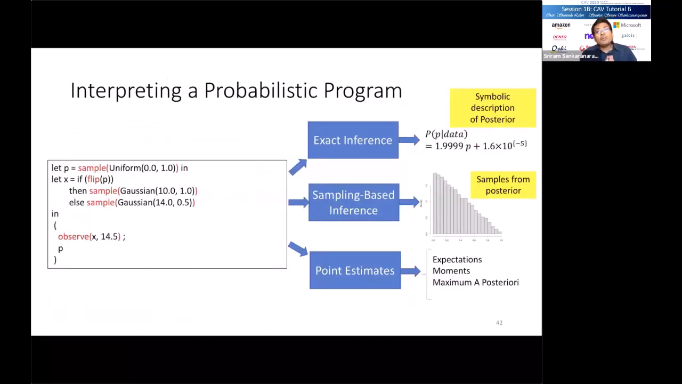Let me also briefly mention inference. Inference is a topic that's super important. There are lots of algorithms for inference. I mentioned 3 styles of inference: exact inference, sampling-based inference, and finding point estimates. I will talk briefly about exact inference and sampling-based inference just to give you pointers. This is not going to be a tutorial on inference. All right. With that being said, I already showed you this slide and I showed you that you can have these three kinds of inferences.